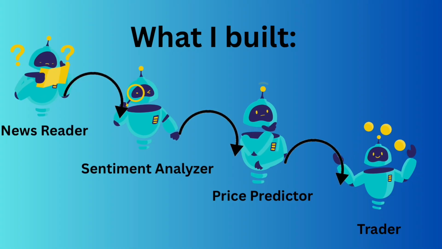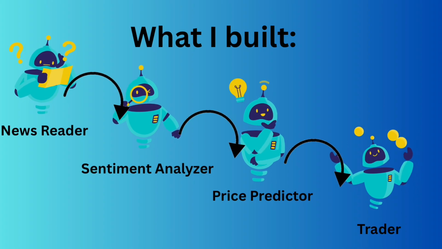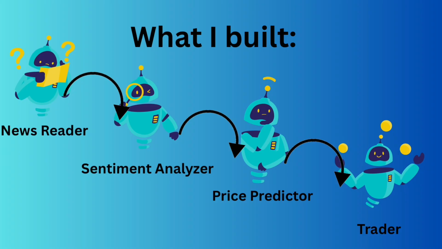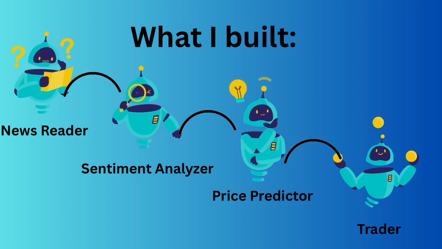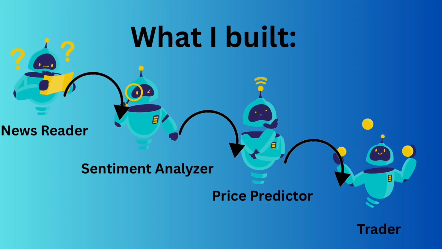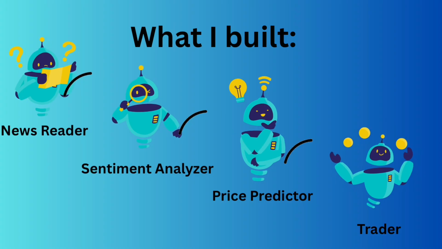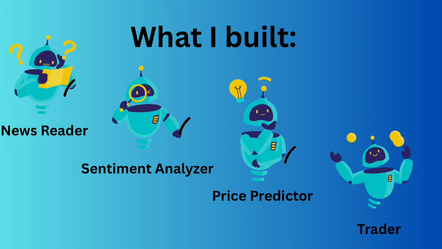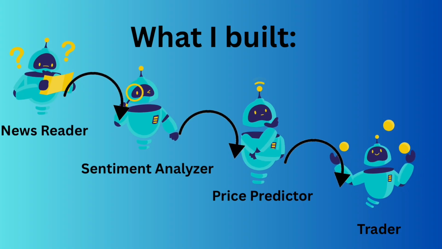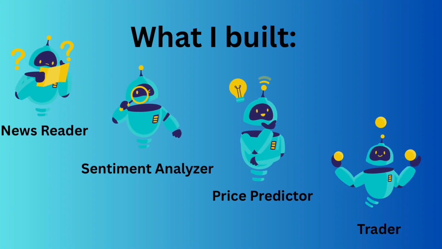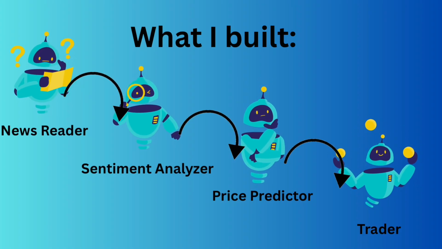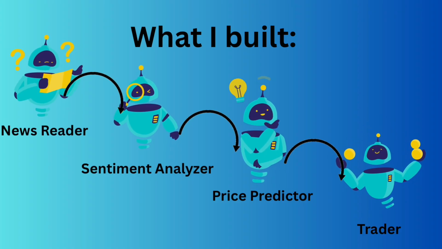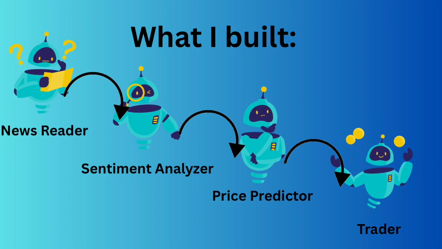This is an agent-based AI system for stock trading. It starts with a newsreader agent, which collects the latest headlines about a specific company. That information is passed to the sentiment analyzer, which uses natural language processing to decide if the news is bullish, bearish, or neutral. Then the price predictor uses a machine learning model to forecast whether the stock is likely to go up or down based on historic data. Finally, the trader agent takes all the context and places a trade using the Alpaca API: buy, sell, or hold, based on what the AI believes is the best move.